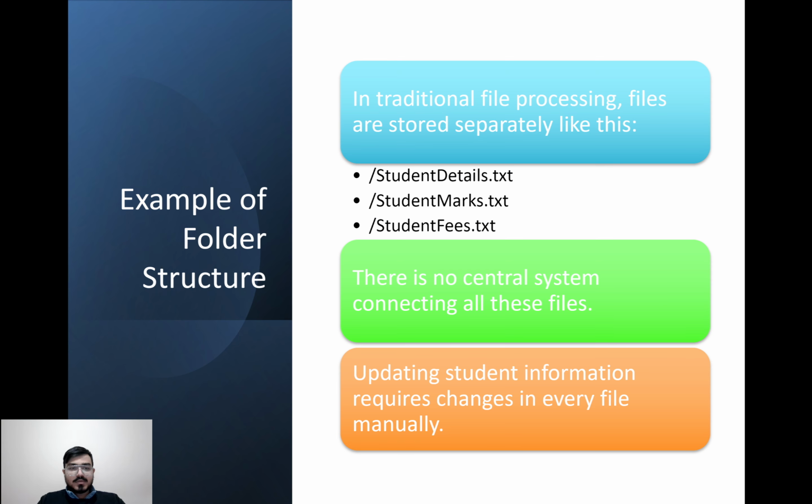So let's see a folder structure example. In traditional file processing, files are stored separately like student details.txt, student marks.txt, student fees.txt. Here there is no central system connecting all these files. So if a student changes address or phone number, we must update it manually in every file where that student appears. This is why traditional file processing becomes hard when data grows.